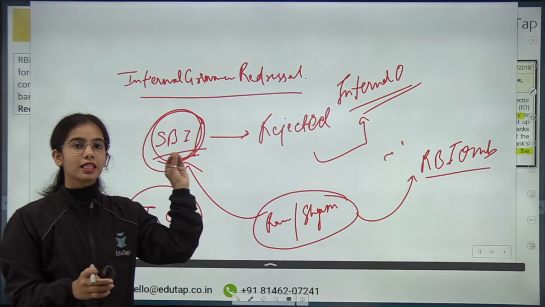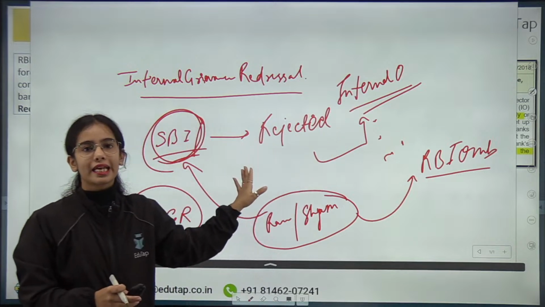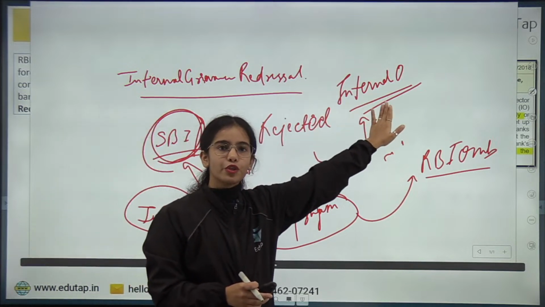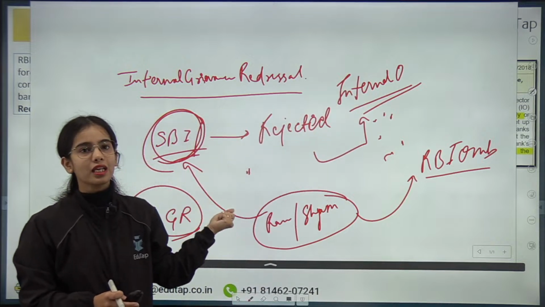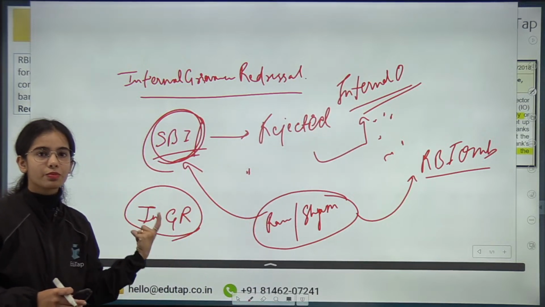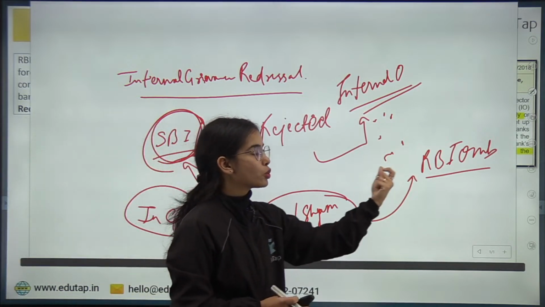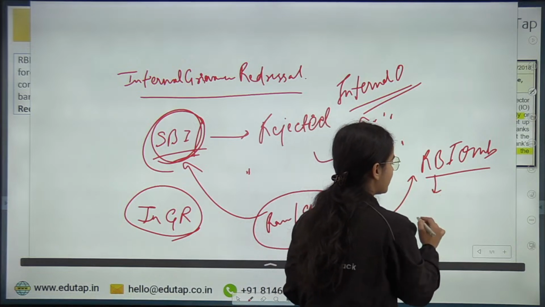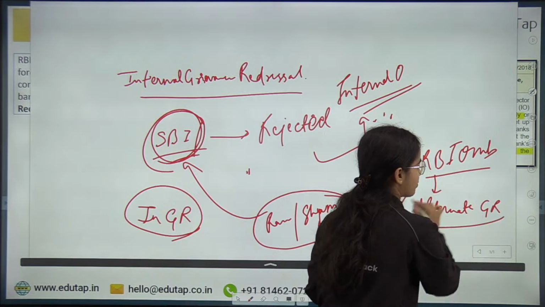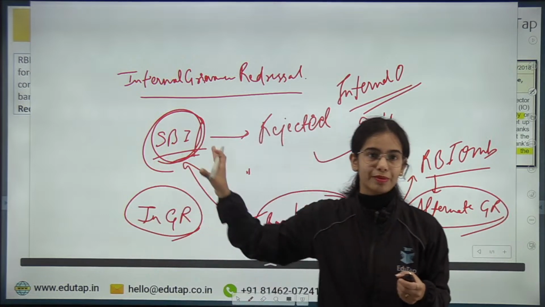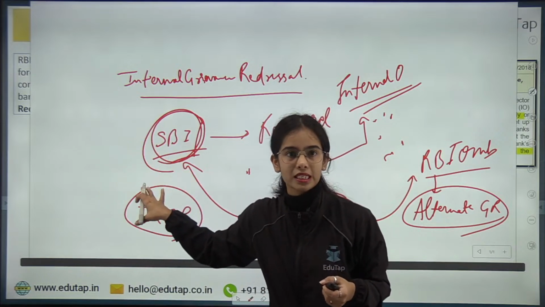So the RBI is saying that the banks will have to hire the internal ombudsman, so that if the complaints are getting rejected, a review will be done. So that inside the bank itself, the complaints are getting resolved and the internal grievance mechanism is made stronger, so that people do not have to go to the RBI ombudsman. That is the alternate grievance redressal mechanism.